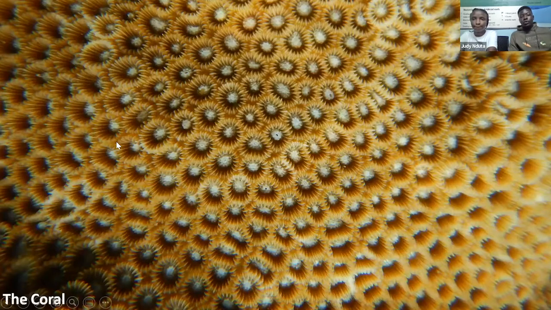So we can't talk about coral restoration without talking about the coral itself. So we have to first ask ourselves what a coral is. A coral is closely related to sea anemones and jellyfish. Coral polyps are very, very small, tiny, small-bodied animals. So let's talk about the structure a little bit.